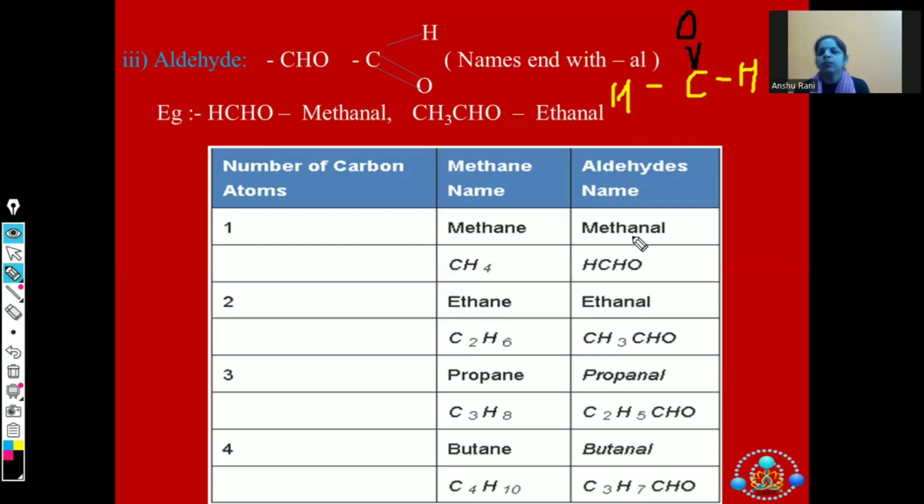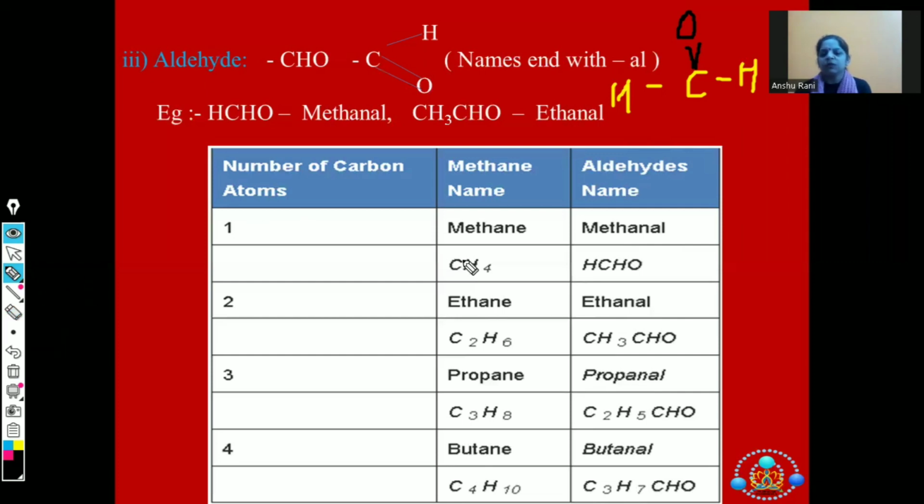This is methanal. Similarly, when you are having ethane, you are getting ethanal. Then from prop it is propanal, from but it is butanal, from pentane it is pentanal. These would be the structures.